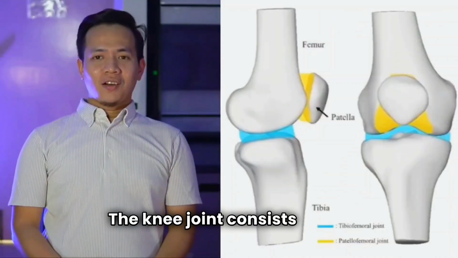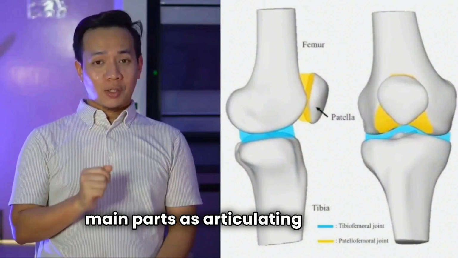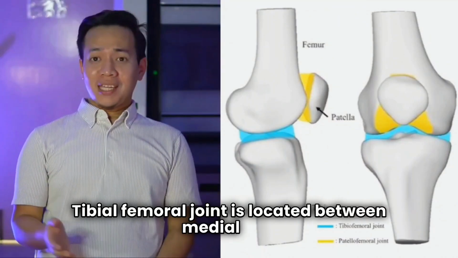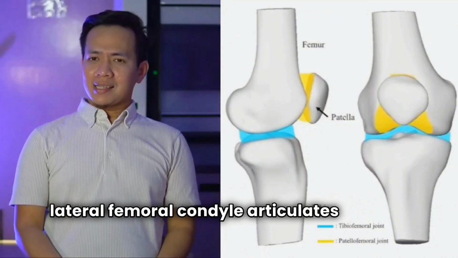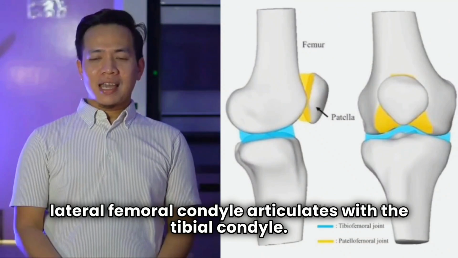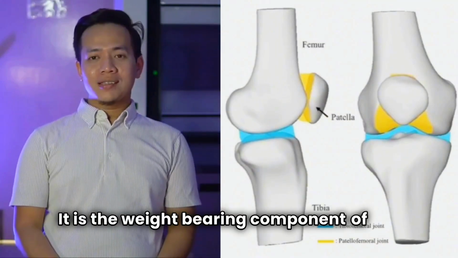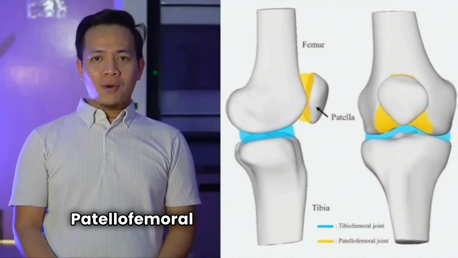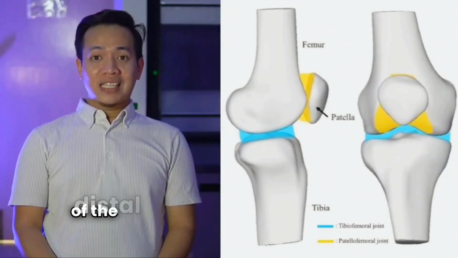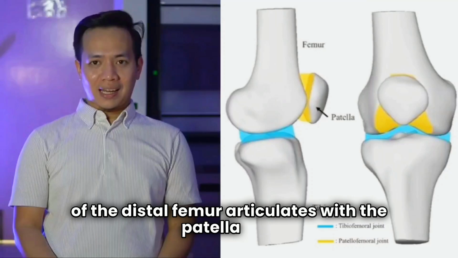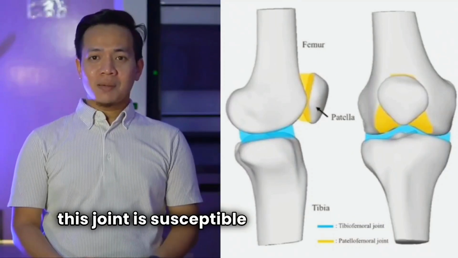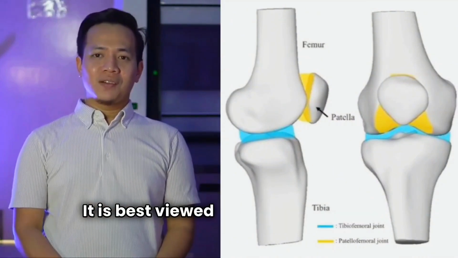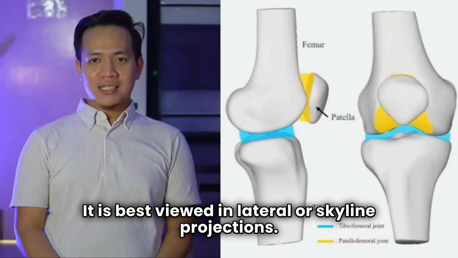The knee joint consists of 2 main parts as articulating surfaces. Tibiofemoral joint is located between the medial and lateral femoral condyle, which articulates with the tibial condyles. It is the weight-bearing component of the knee joint and is best viewed in AP projections. Patellofemoral joint is the anterior aspect of the distal femur, which articulates with the patella, and this joint is susceptible to the largest load in the body and is at high risk for injury. It is best viewed in lateral or skyline projections.